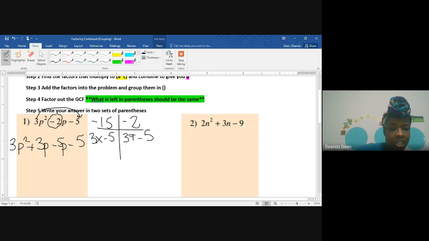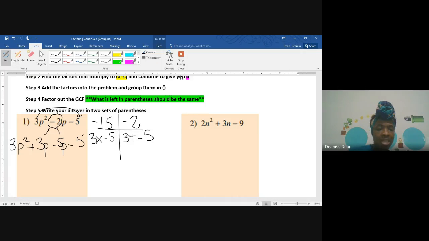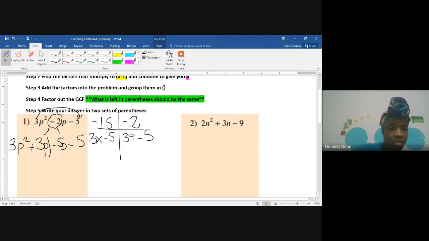Now, if you look, these two numbers here, those factors in the middle, combine together to give you the middle term, that negative 2. So we put the variables on them because we want them to combine and give us that middle term, that b term, okay? So we added them into our problem. So step 3, we add them into our problem and we group them in parentheses. When I say group them, I mean you group the first 2 terms together and you group the last 2 terms together, okay?